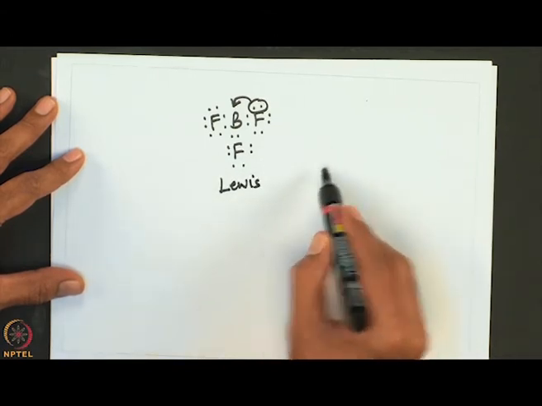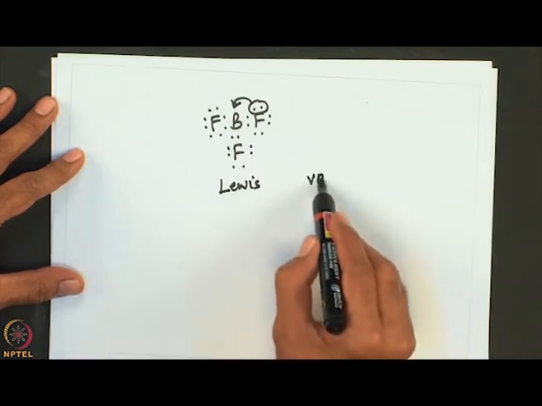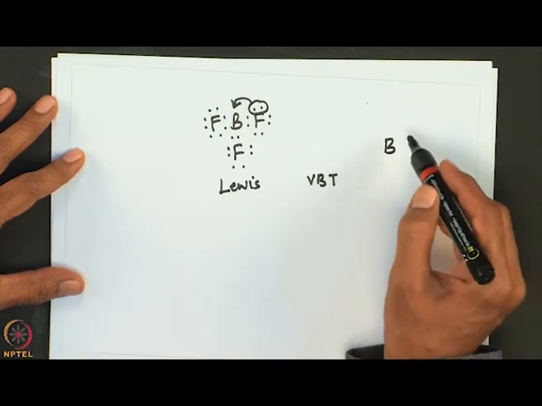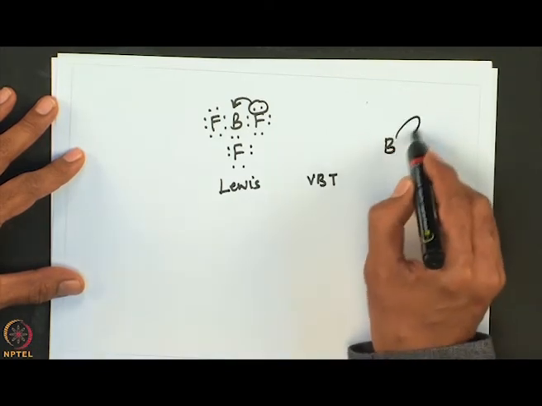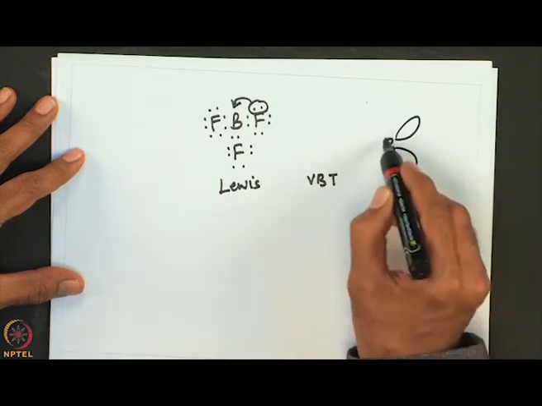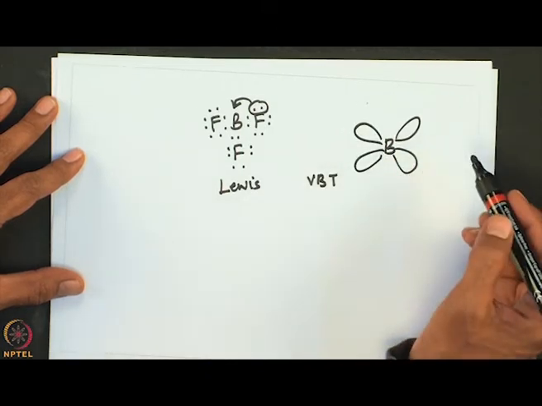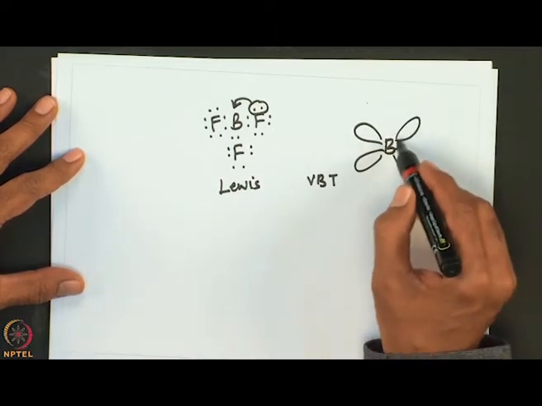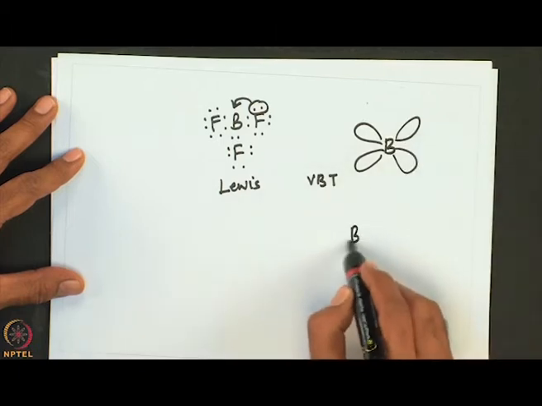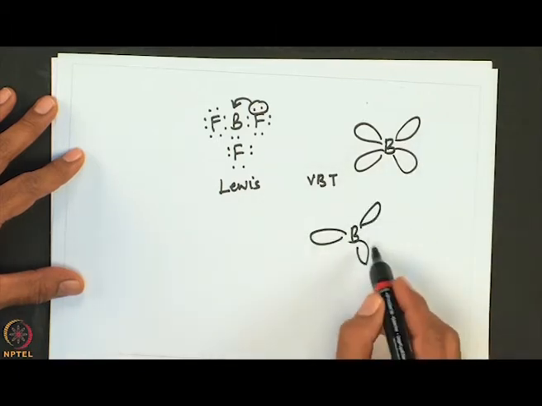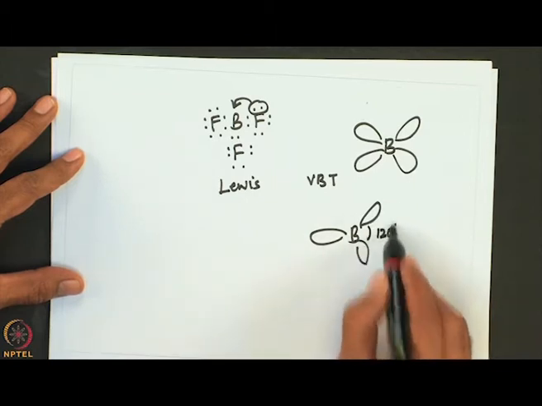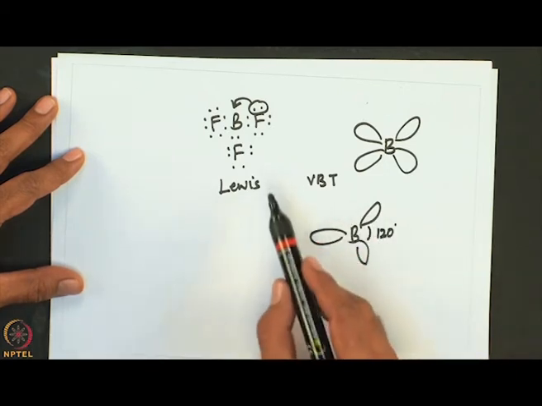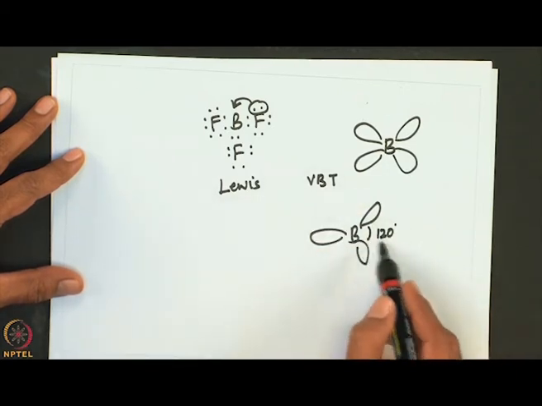In valence bond theory, boron undergoes sp2 hybridization. A tetrahedral arrangement is not possible, so it undergoes sp2 hybridization, and the angle is 120 degrees. This is what we say here. Of course, here we do not talk about octet satisfaction. Here it is electron deficient.